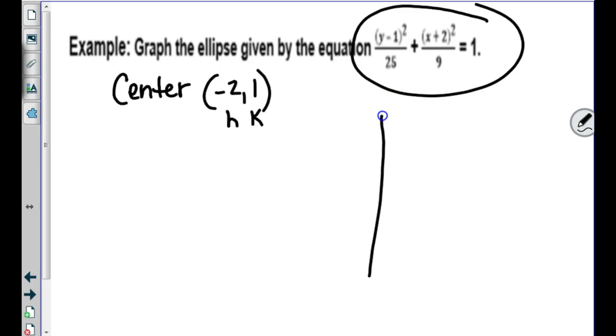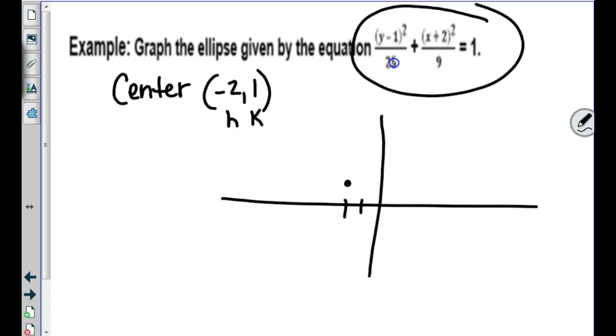All right, then if I plot that point, -2, 1, underneath the Y is a 25, okay? That's actually going to be squared. That's A squared, so how far am I going to go in each direction?